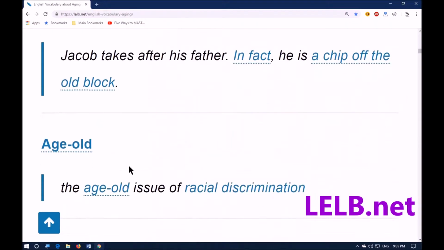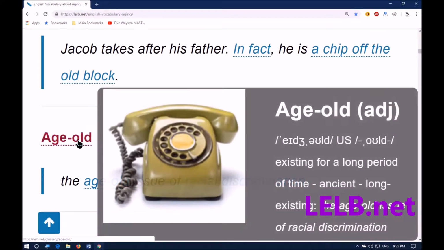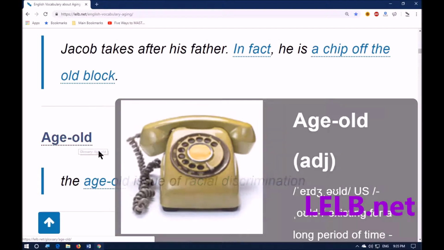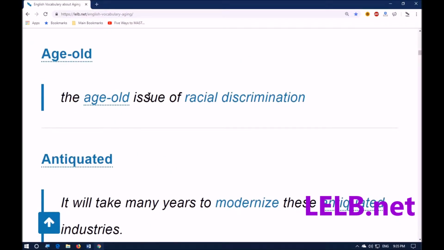Okay, next word. Age-old. It means existing for a long period of time. Ancient, long existing. The age-old issue of racial discrimination. Issue means problem, a very hard and difficult problem. Okay, racial discrimination, it's clear.